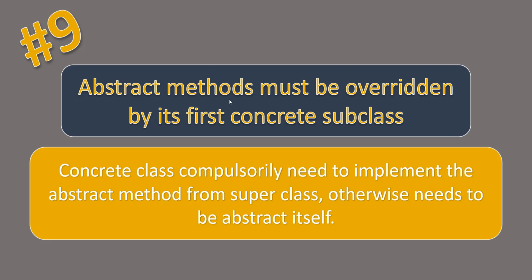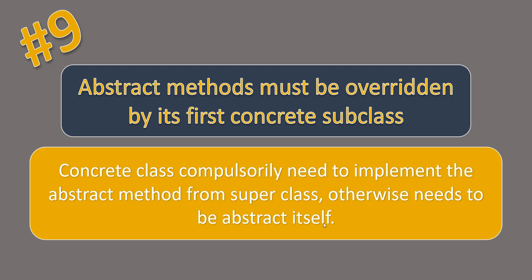And then the child class for that abstract class must provide the implementation for the abstract method or should be an abstract class itself. So the first concrete subclass, a concrete subclass being a class that does not contain any abstract method, is the one that should provide the implementation for the abstract methods. So here it goes, that concrete class compulsorily needs to implement the abstract method from the superclass. Otherwise, it needs to be abstract itself.